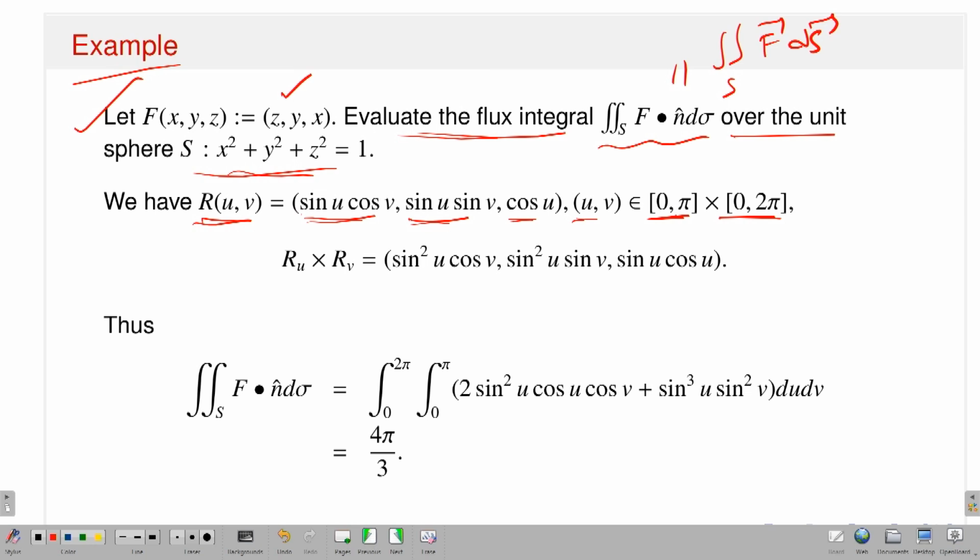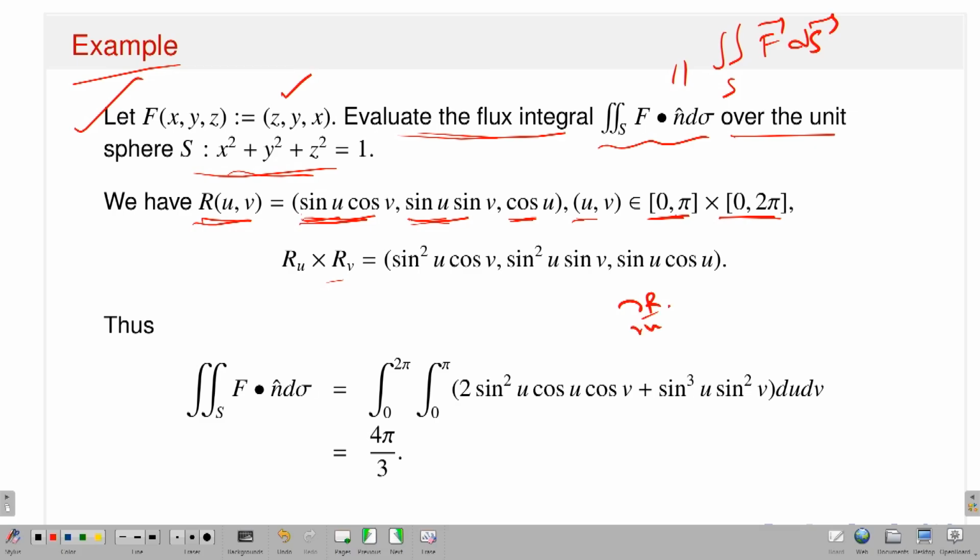You just get the vector ru, that means del r del u, and del r del v, and take the cross product, and of course this is your R of u v function. What is del R del u? This is nothing but minus cos u cos v, minus cos u sin v, then minus sin u. This is the Ru vector, and what is Rv? So maybe you can just write it.